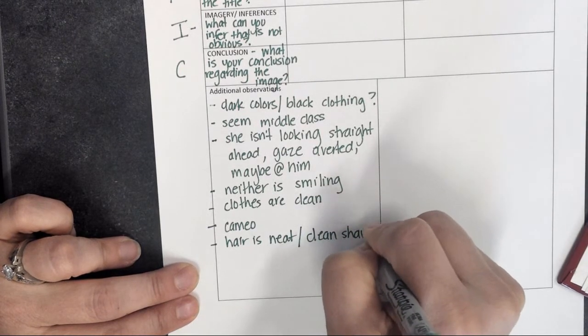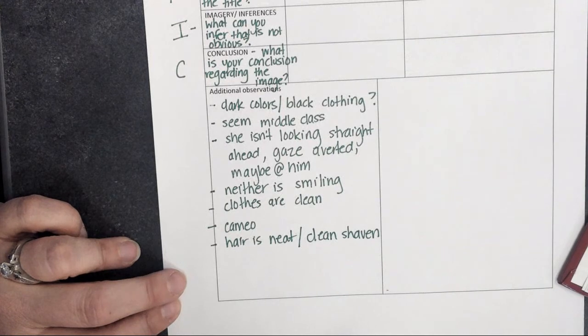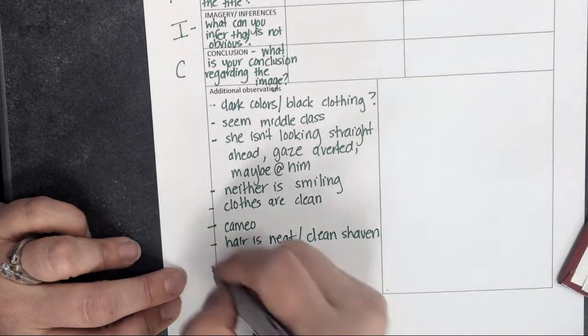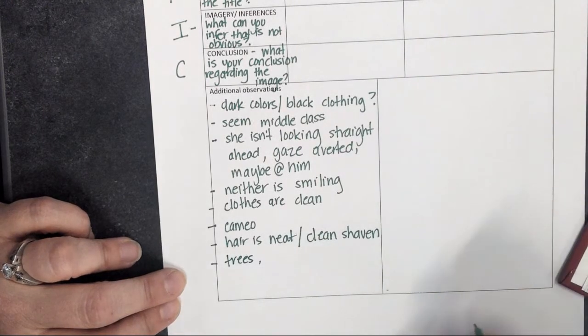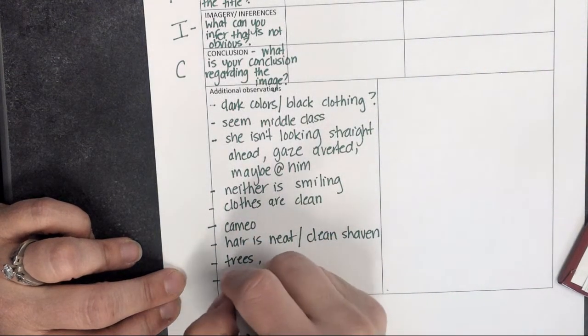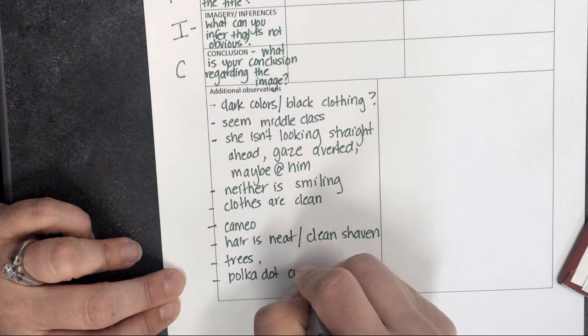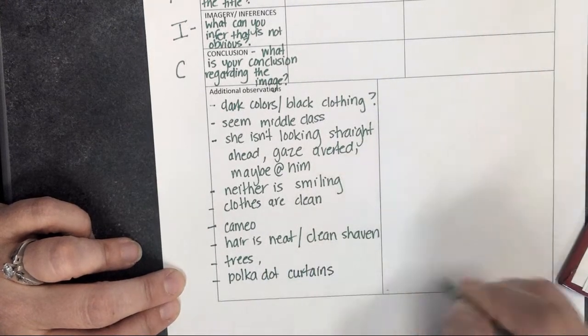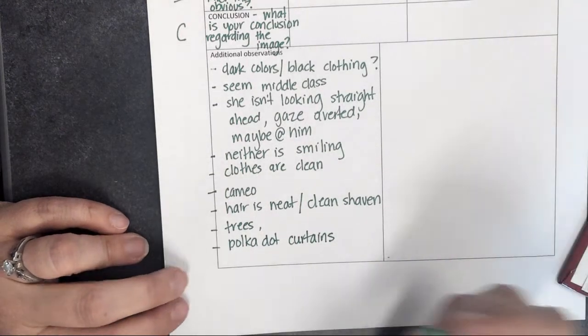What in the background do you see? I see polka dotted curtains. Yeah, polka dotted curtains. He's got on glasses.